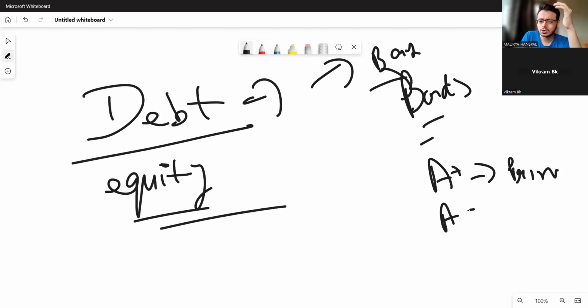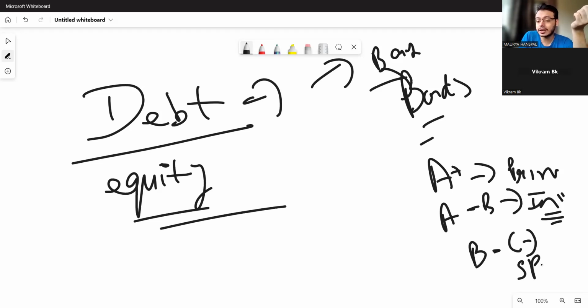Up to your A minus or simply A to B plus, these are your investment grade bonds in which you can think to invest. Then you have your B minus to C. These are your speculative bonds. Speculative bonds. And the last one is your D, your junk bonds. The worst category. Junk bonds.